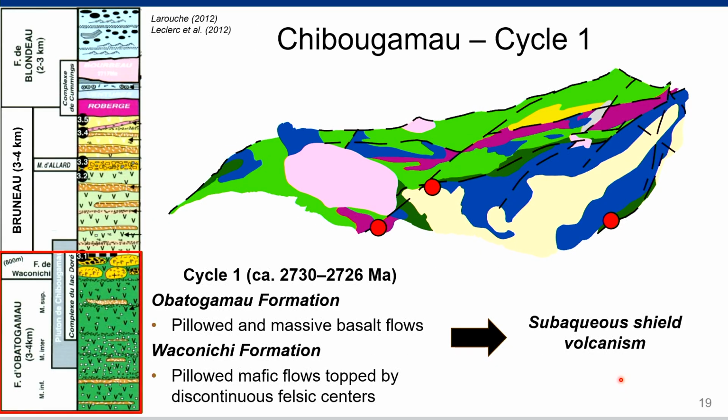So let's take a look at the stratigraphy. I'll try not to put everybody to sleep here after lunch with stratigraphy, but we'll take a quick look. The cycle of Chibougamau is two cycles. The first cycle here is Deloro in age, and it begins with the Obotogamau and Wakanichi formations.